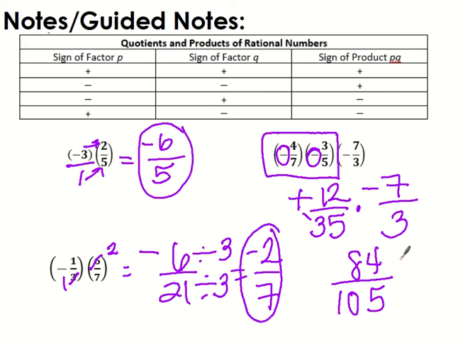Then we would need to reduce this. I can reduce it by 3, and I can reduce it by 7, or I can just reduce it by 21. You can do that as well. But either way, when you get there, you should get -4/5. So make sure you reduce your fractions.